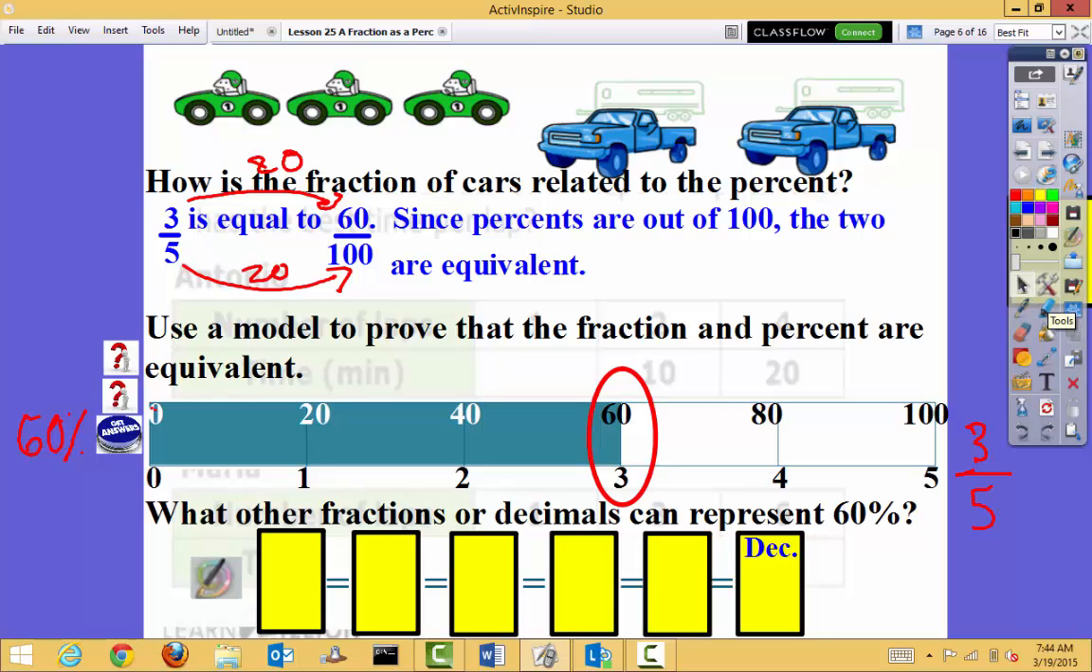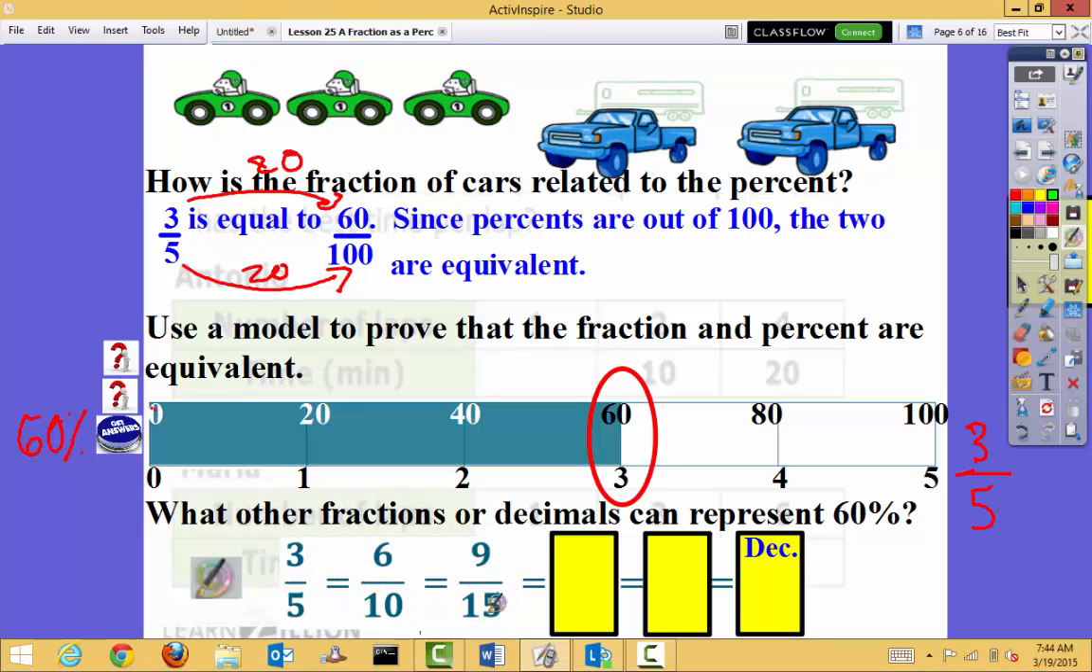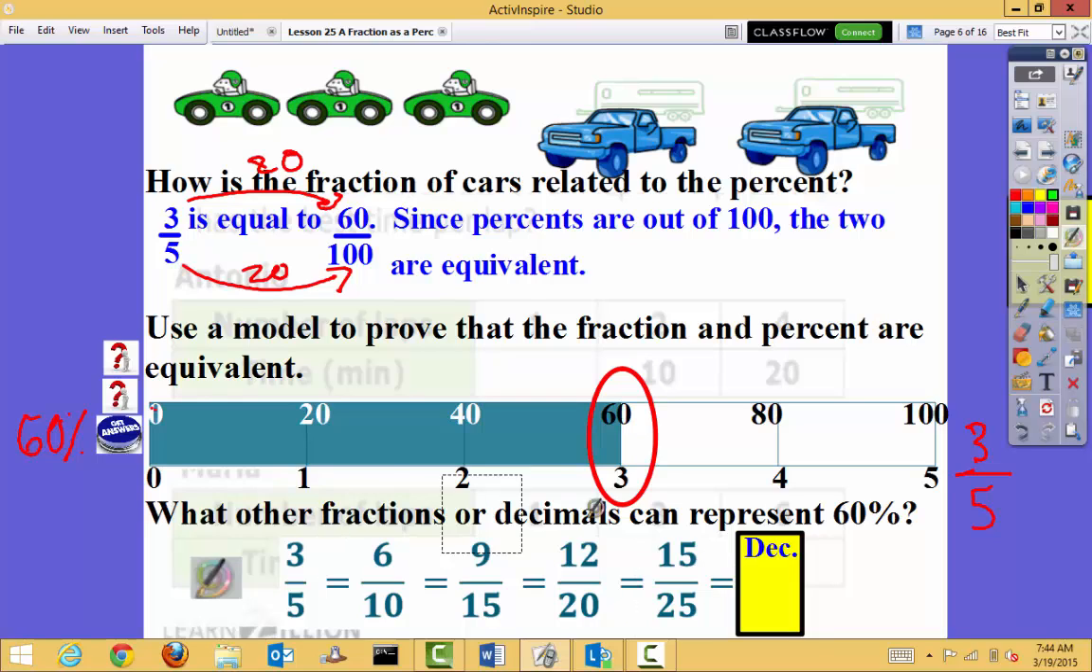What other fractions or decimals can represent 60%? Well, I know 3/5 I'm starting with. What's equivalent to 3/5? Well, 6/10, I multiply by 2. But I can also find other ones. I can multiply by 3. I can multiply by 4. 3 times 4 is 12, 5 times 4 is 20. Can also make it 15 by multiplying by 5. Any of those are equivalent. I have many more I can write.